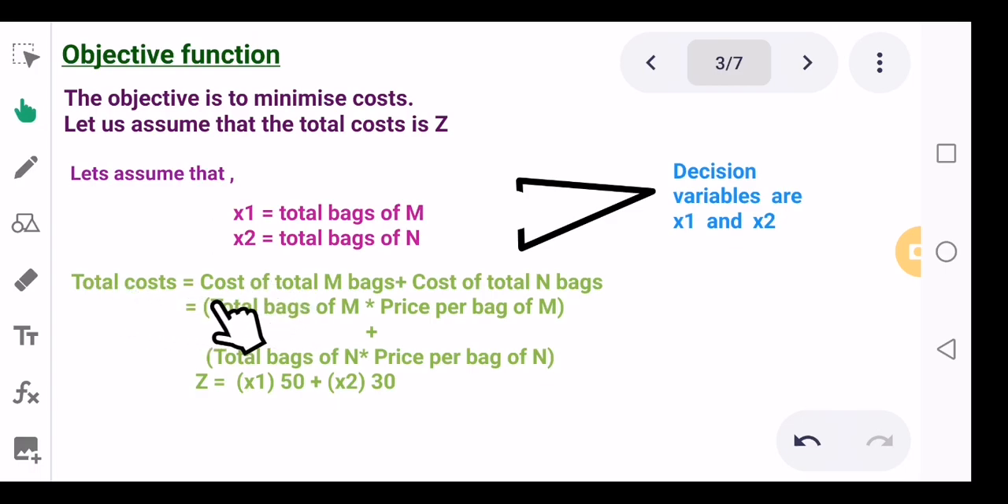So the total cost will be the cost of total M bags and the cost of total N bags. And we don't know how much the cost will be, because we don't know the quantity we are going to buy. How many M bags we are going to buy, we don't know still. How many N bags we are going to buy, we don't know still. That is what we need to figure out in this question, and whatever we need to figure out in the question becomes our decision variables. These are the decision variables, because the number of bags we buy would reduce the cost.